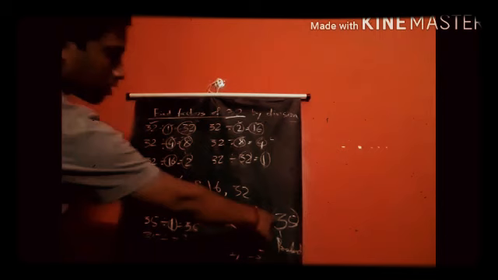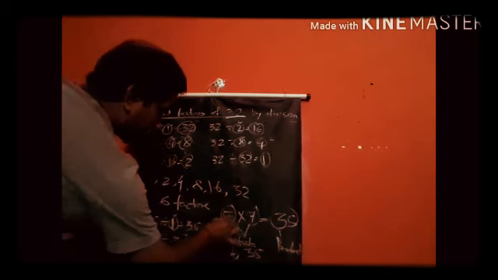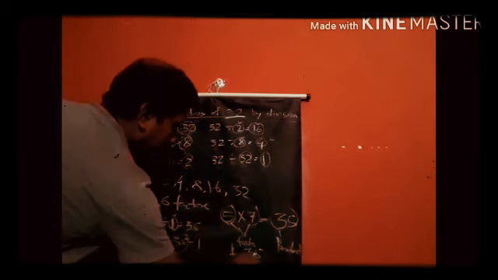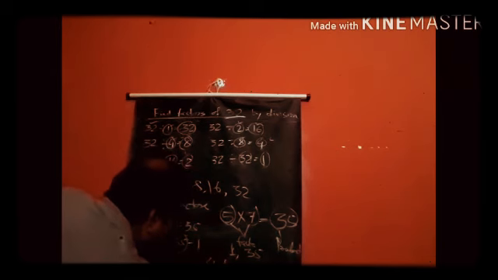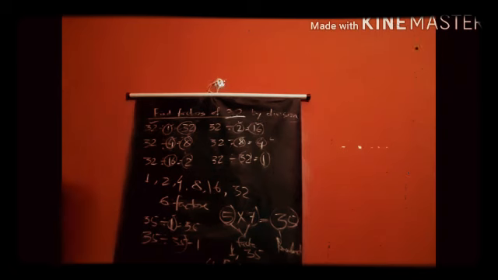So how many factors we got? We got 5, 7, 1 and 35. Number of factors was 4 factors we got. How many factors of 35 we got? 4 factors of 35 we got.